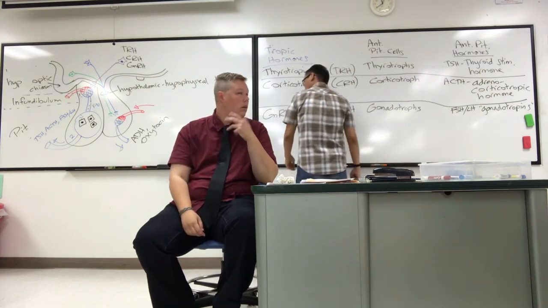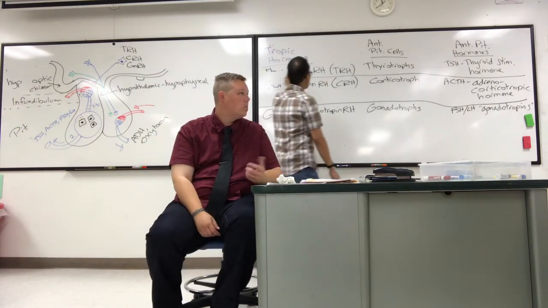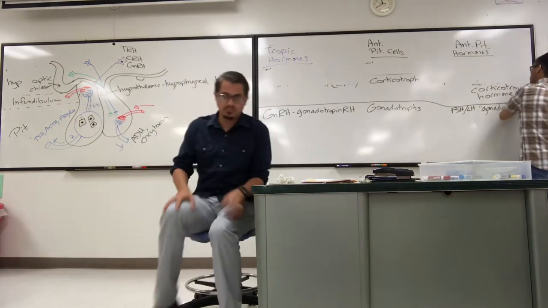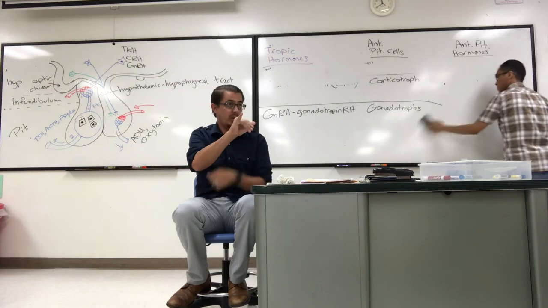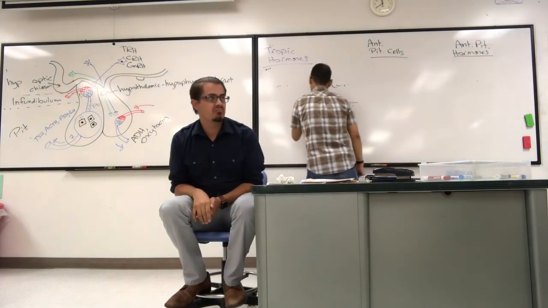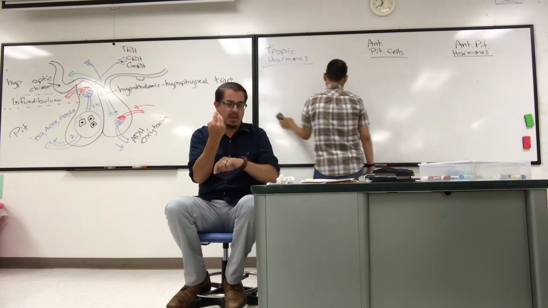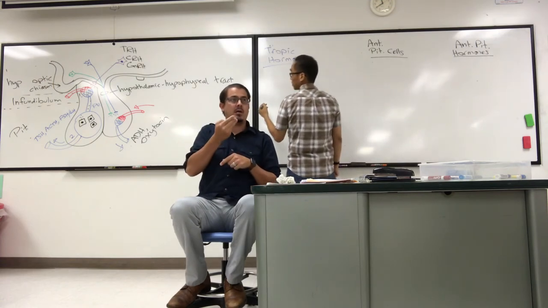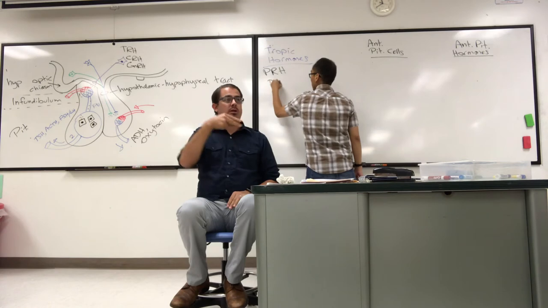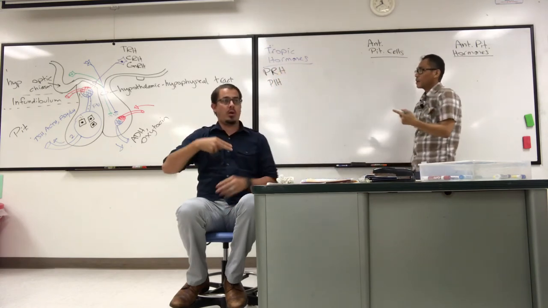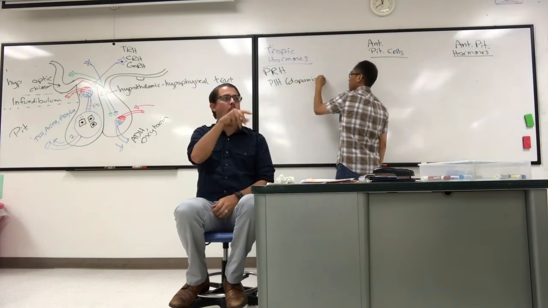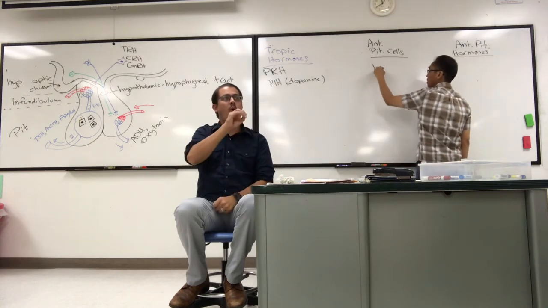Okay, let me start at the top again. Let me clear this out. Okay, there's hormones called PRH and PIH. Prolactin releasing hormone, prolactin inhibiting hormone. Now, they've identified prolactin inhibiting hormone as being the molecule dopamine. You might read that. Both of these control the release of prolactin through these cells called lactotropes.